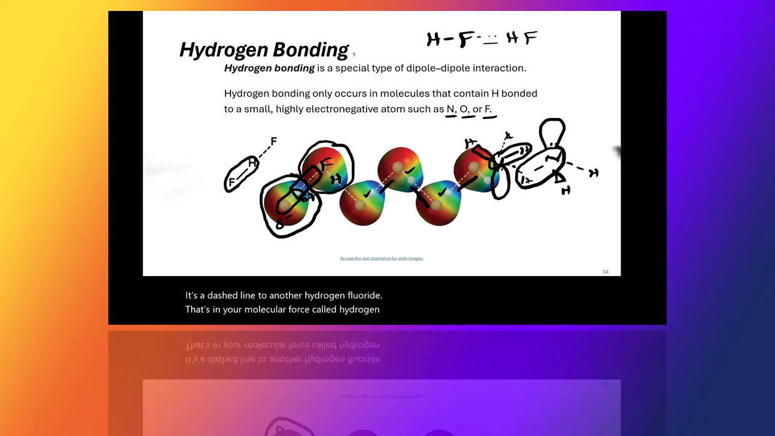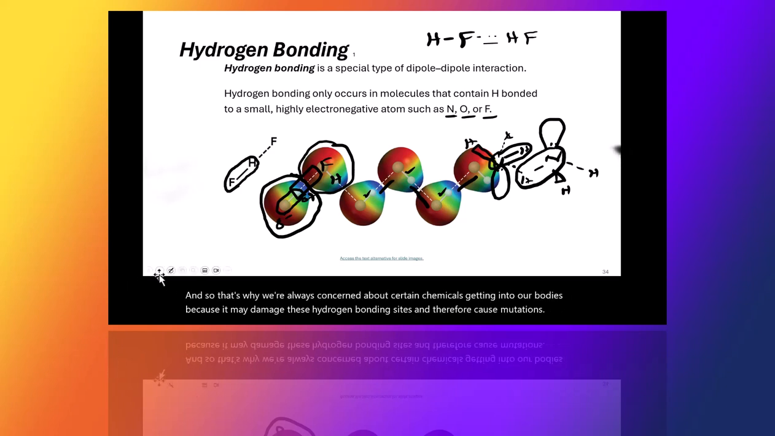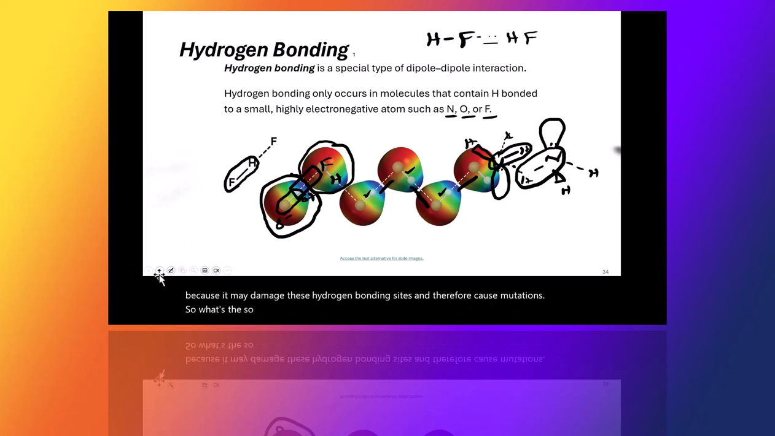You go, why do I need to know this? This is what holds your DNA together. So compounds that break the hydrogen bonding in the DNA tend to cause mutations. And so that's why we're always concerned about certain chemicals getting into our bodies, because they may damage these hydrogen bonding sites and therefore cause mutations. So hydrogen bonding is a little bit stronger of a force than a dipole-dipole interaction.